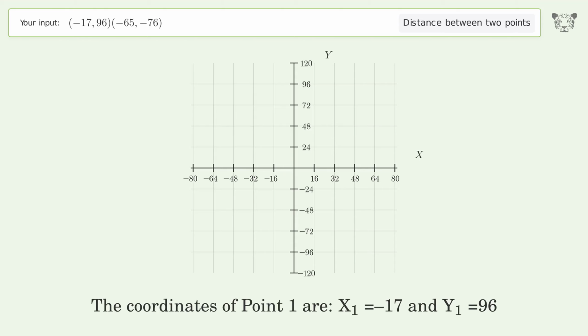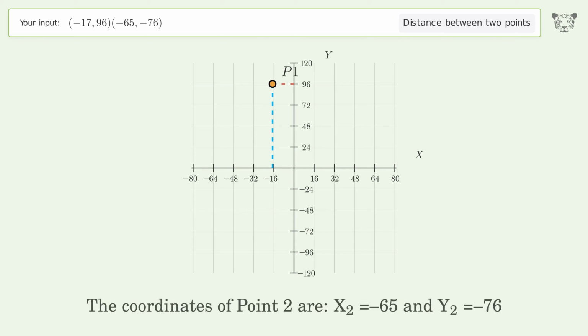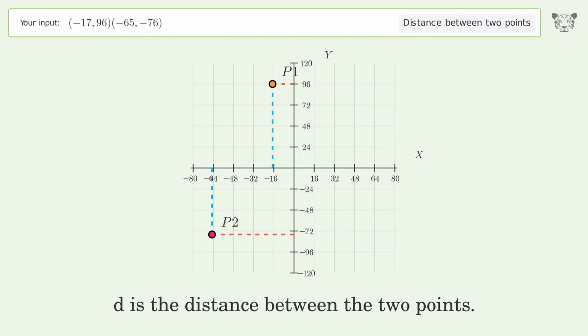The coordinates of point 1 are, x1 equals -17 and y1 equals 96. The coordinates of point 2 are, x2 equals -65 and y2 equals -76. D is the distance between the 2 points.